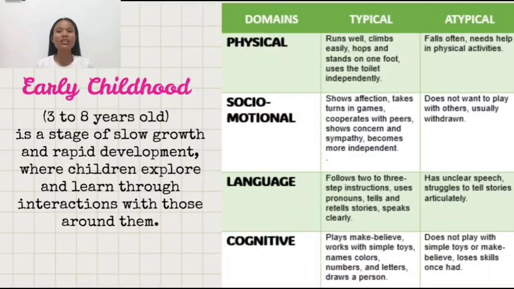Next is early childhood. Early childhood, 3 to 8 years old, is a stage of slow growth and rapid development where children explore and learn through interaction with those around them. Here we have the early childhood typical and atypical development among children under the 4 domains.